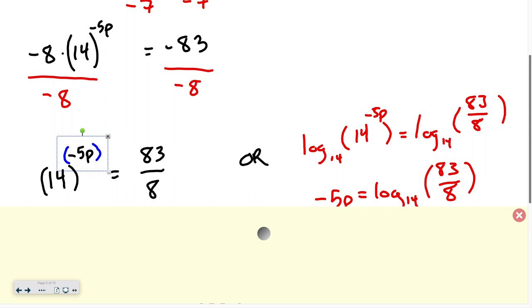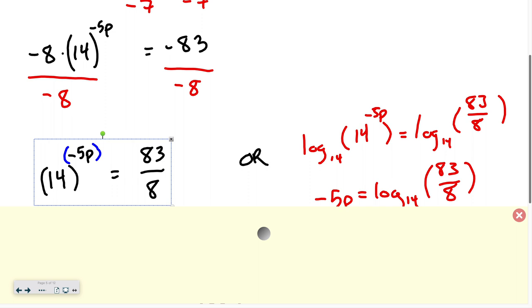The only way to isolate -5p is to introduce a logarithm, because there's no way we can write 14 in the same base as 83/8. It's just not possible. 14 has two factors, 2 and 7, 1 and 14. 14 is not a perfect power, so we can't rewrite it like we did with 64s and 2s and 8s and 16s, or 27s and 81s and 243s. So this is when the log has to come into play.